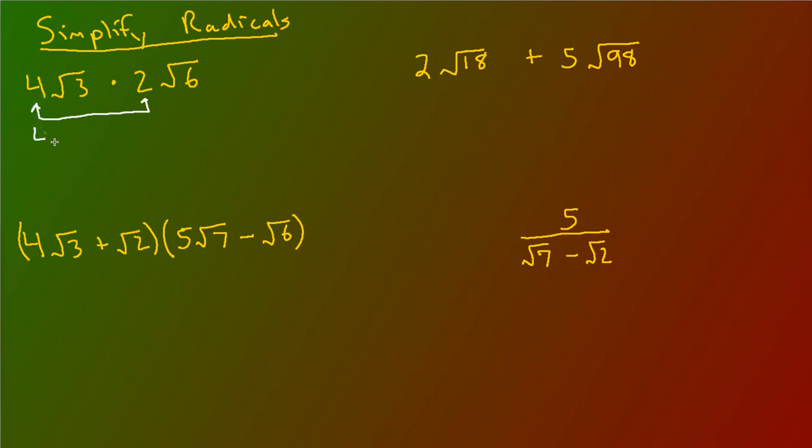So this has to do with the commutative property. So the commutative property says I can change the order. So I'm going to change the order of these. And now I can do 4 times 2 is 8. And then I have 3 times 6, which is 18. Now there's 2 ways to approach this part.